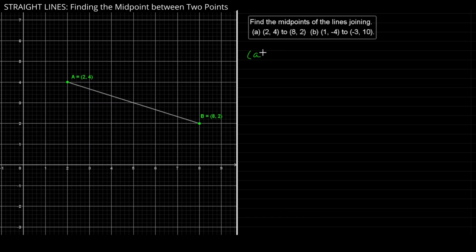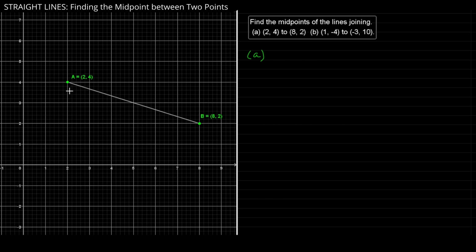Okay, let's have a look at part A. We're asked to find the midpoint of the line between (2, 4), which is here, and (8, 2), which is here. Well, I think the best way to do this, it's actually fairly obvious it's going to be here, but let's have a look at it.